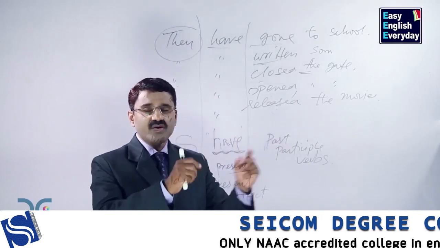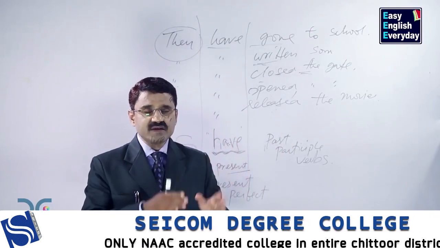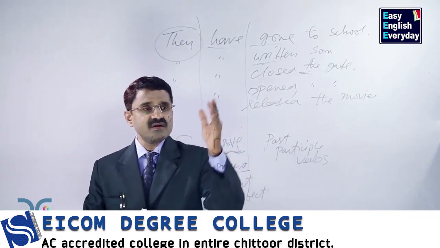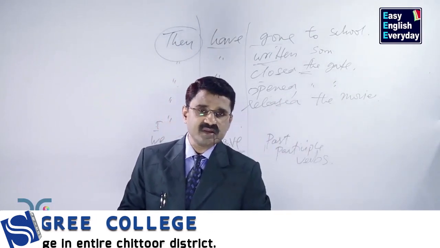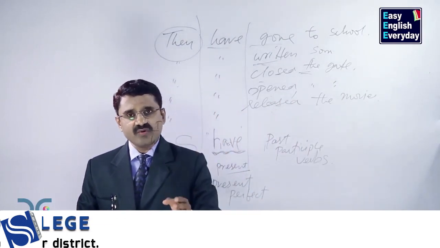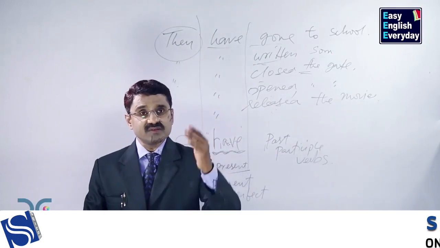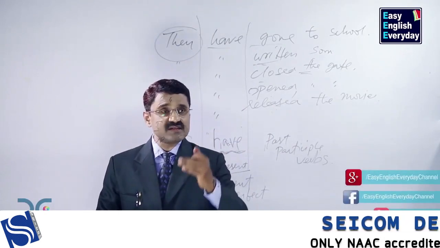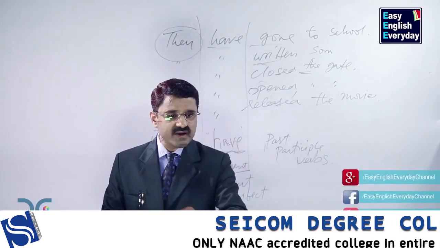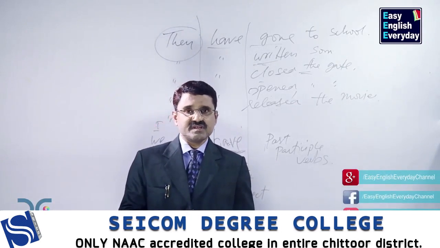The result is there on the wall. So when the result is there on the wall, we have to say teachers have displayed the result. So actions are over, but you are talking about the results, the present results of those actions. That's why in grammar it is called present perfect.